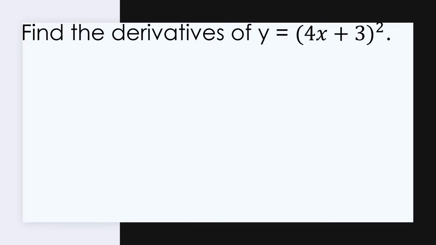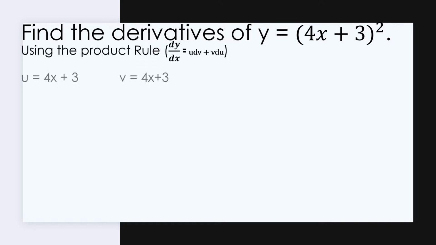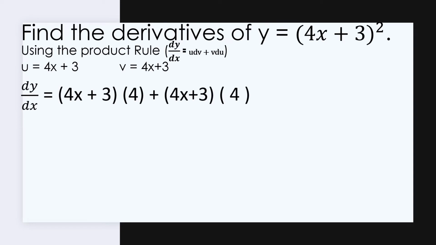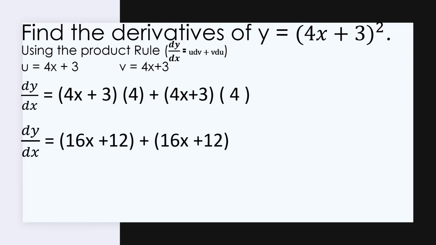Example, find the derivative of y equals 4x plus 3 squared. You could use the product rule, right? Our u is 4x plus 3, our v is 4x plus 3, because it's only two times, class, right? So you have 4x plus 3 times the derivative of v, which is 4. 4x plus 3 times the derivative of 4x plus 3, so you have 16x plus 12 plus 16x plus 12. You get 32x plus 24.